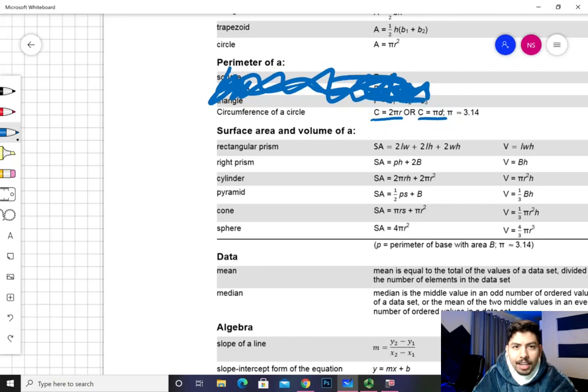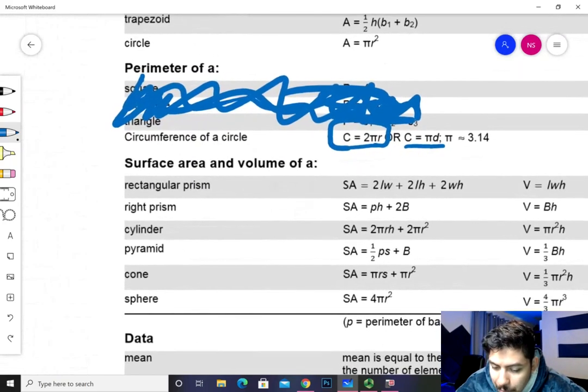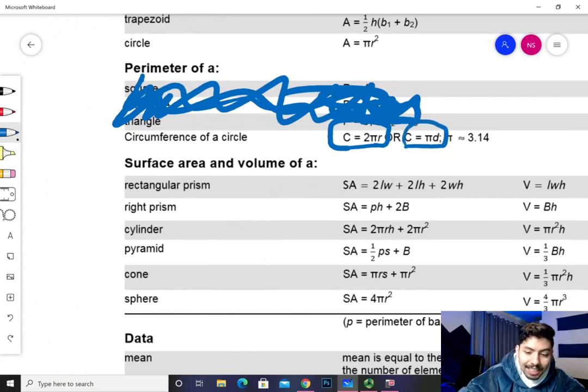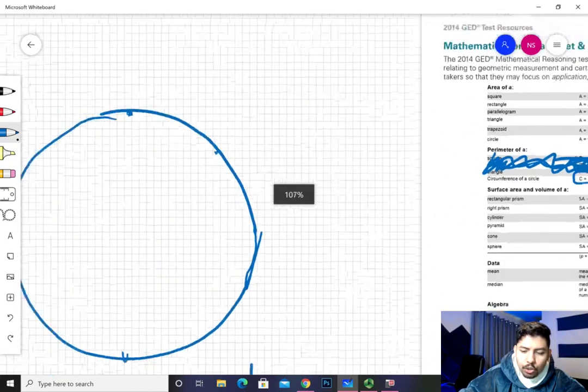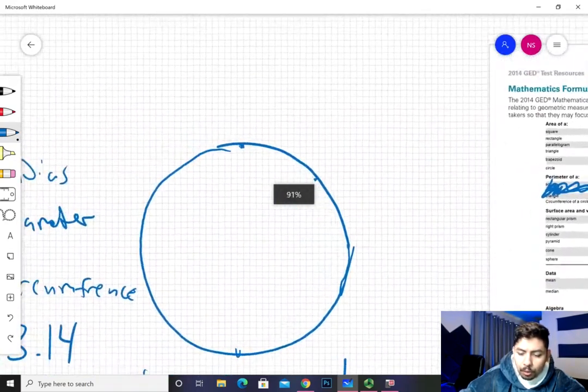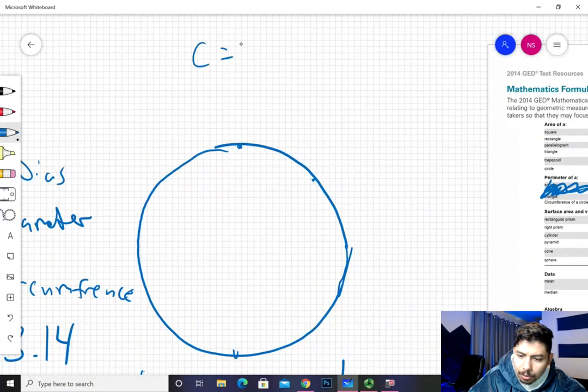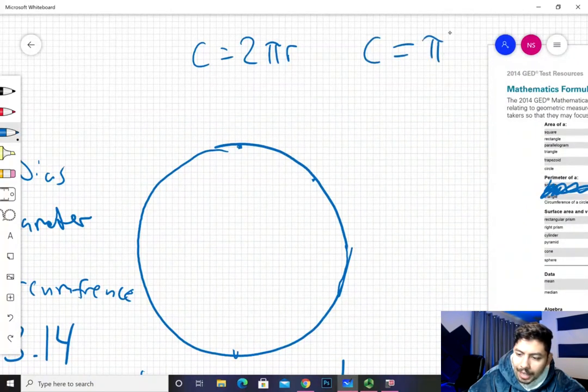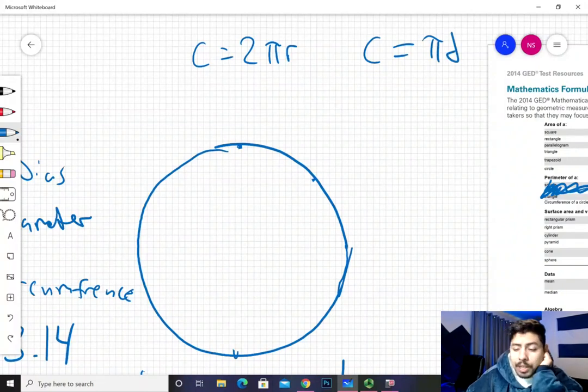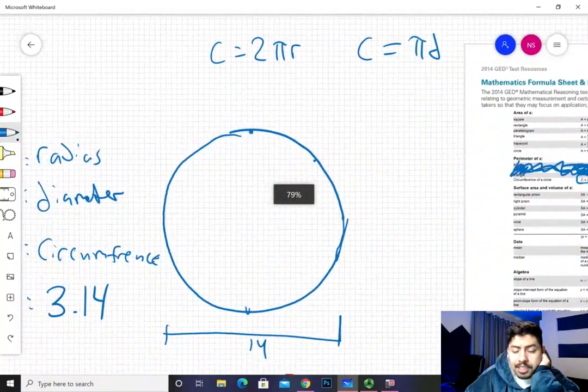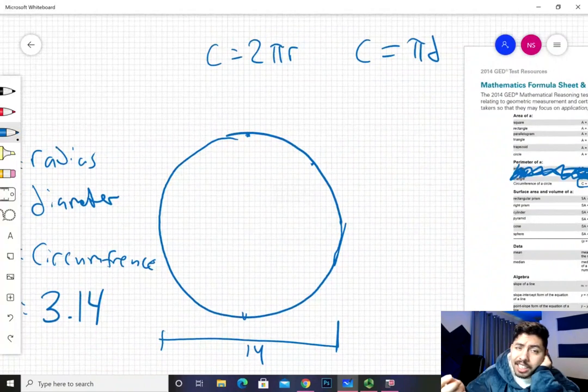So now, why do they give us two? Just for convenience. They say you can use the C equals 2 pi r formula, or you could use the C equals pi d. So I'm going to write them both here just so I could show you the purpose of giving you both of those examples. C equals 2 pi r or C equals pi d. Do you kind of guess what's going on here? They gave us two options. Either one you use, you're going to get the correct answer.